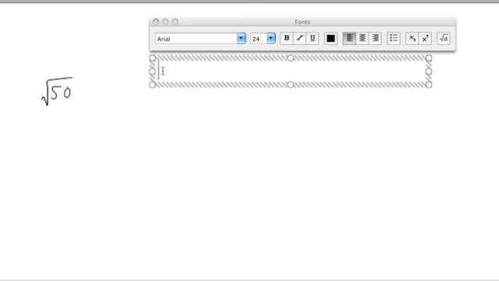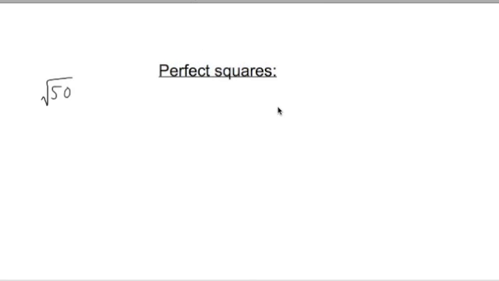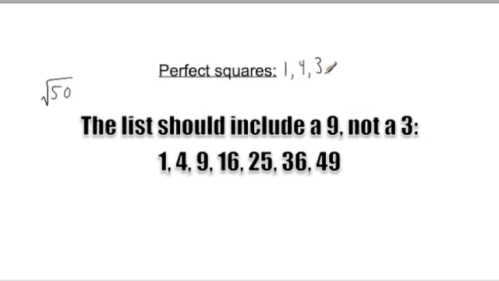Let's say we want to simplify the square root of 50. Here we can either list the perfect squares or the factors of 50. I'm going to choose to list the perfect squares. Either method will work. Remember, we can generate perfect squares by squaring each of the counting numbers. We take 1 squared, 2 squared, 3 squared, 4 squared, 5 squared.